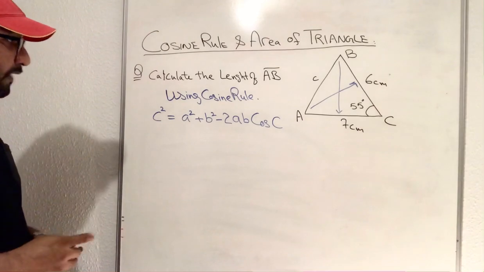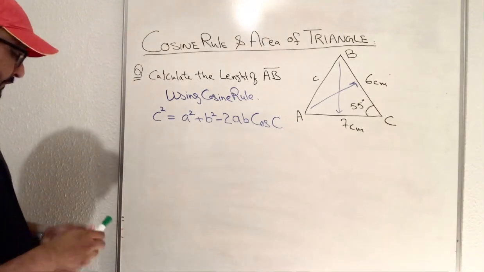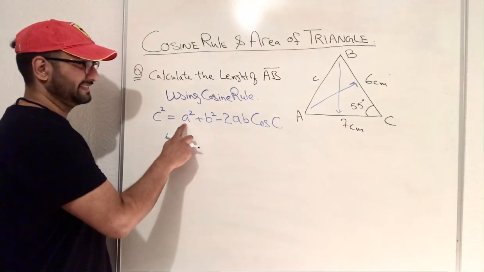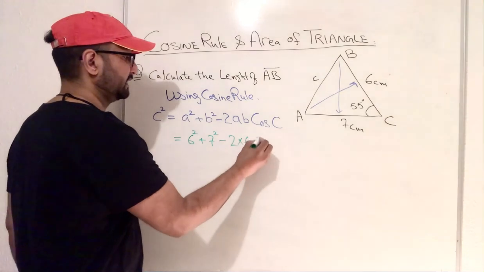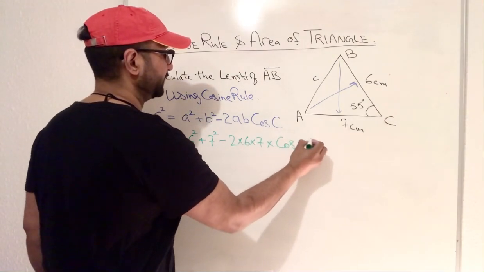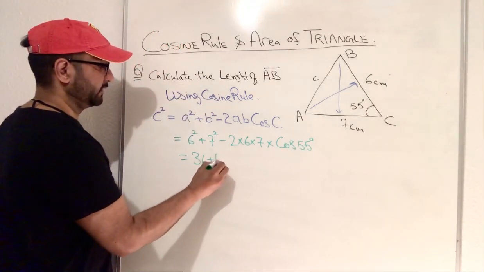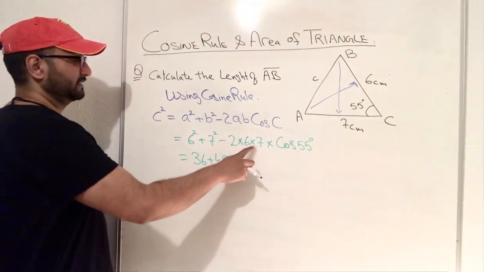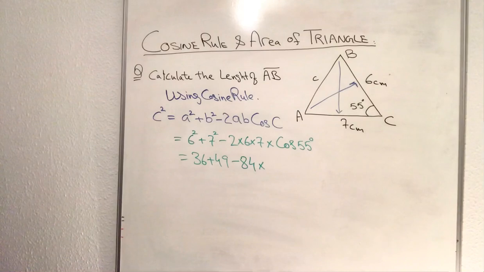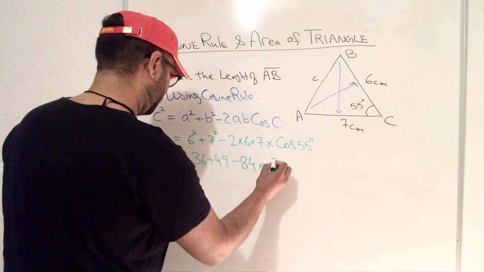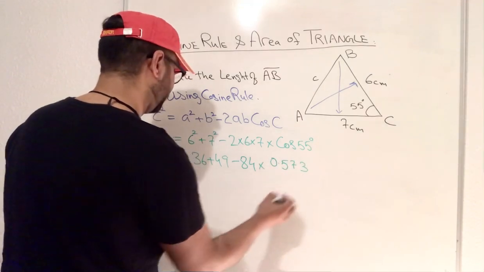Now we have to put values in this formula to find the value of c. a is 6, so 6 squared. b is 7 squared, minus 2 times a is 6 times 7 times cos of 55 degrees. So that becomes 36 add 49 minus 6 times 7 is 42, times 2, 84. We need to find out cos 55. Cos 55 degrees is 0.73. Then multiply by 84.